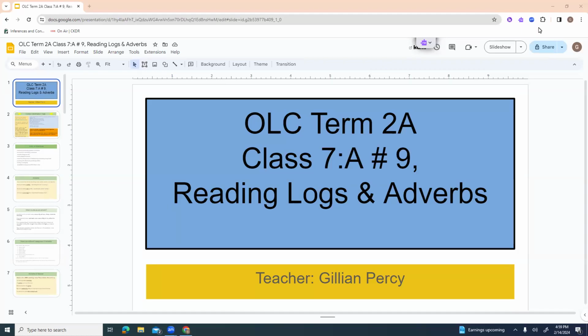Welcome to OLC 4.0. This is term 2A. We are working on class 7 and on assignment 9. We're also going to be talking about our reading logs and adverbs today.